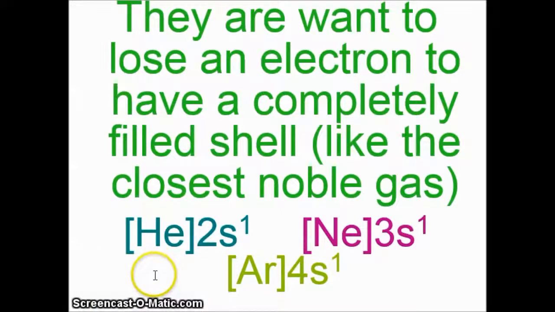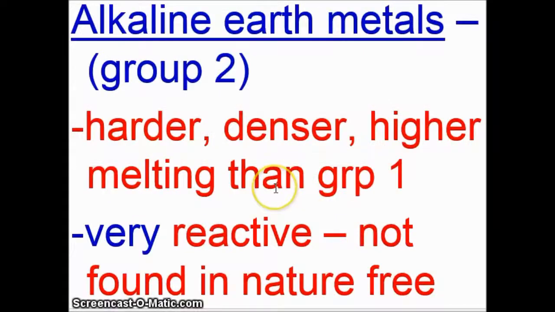So it's much easier for this group of elements just to lose an electron rather than try to gain. And actually this is how all metals are going to behave. All metals are going to lose electrons to get to a noble gas configuration, and the nonmetals are going to be the ones gaining or sharing electrons to get to the noble gas configuration. So the next group I want to talk about is the alkaline earth metals.